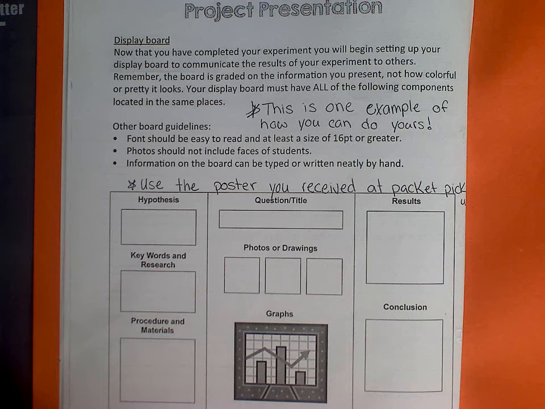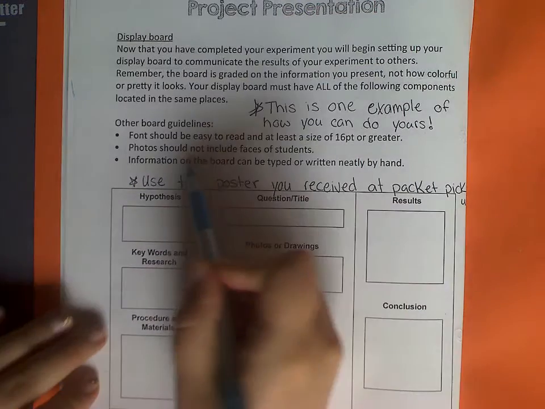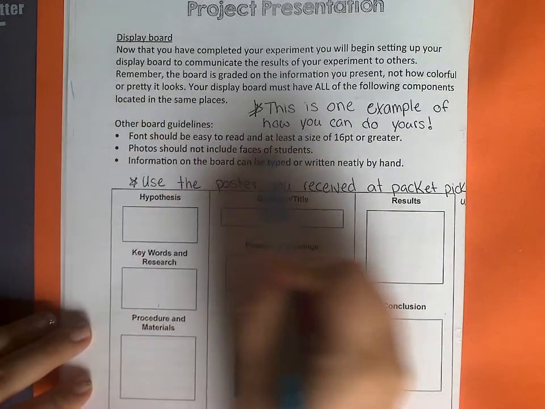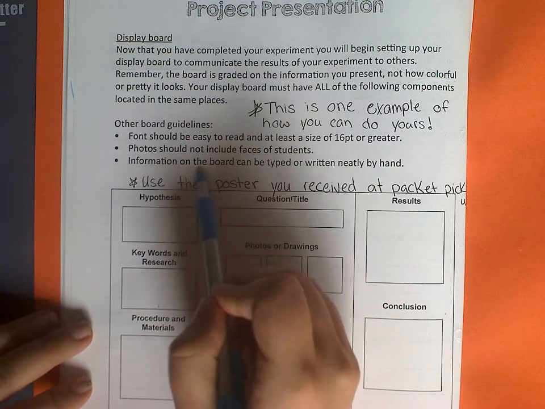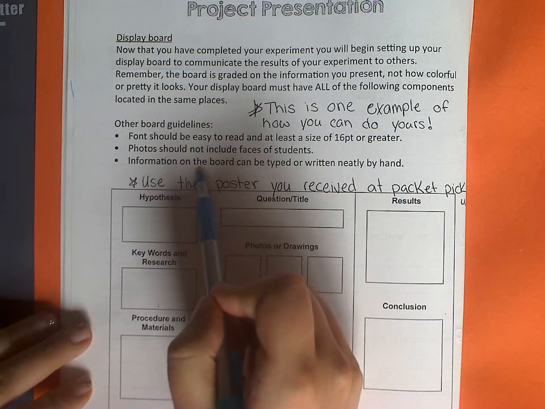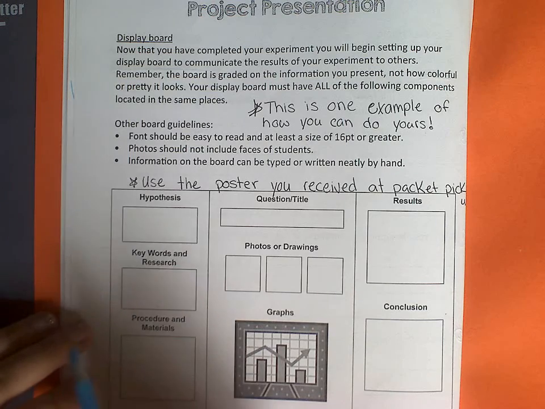Your photos should not have faces of people. That's just because you're supposed to ask for permission to use people's faces. If you want to put your own face on it, that's fine. This isn't a super big deal because we're not sharing these on the internet, so I don't think you need to worry about this too much. We're only going to share with our class. We've already seen each other's faces, so there's no secret there. And then your information can be typed or written.